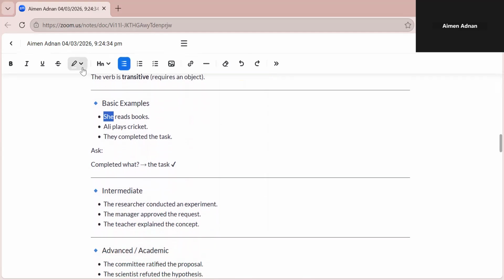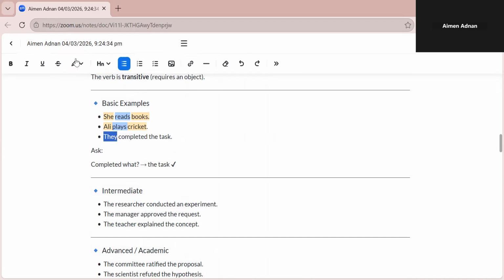She reads books. Now she is again your subject while reads is your verb and books is the object in the sentence. So that's how you're going to place an SVO structure. The next is Ali plays cricket. So Ali will be your subject while plays will be your verb and cricket again will be your object. I'm highlighting each part for you so that it is easier for you to understand.